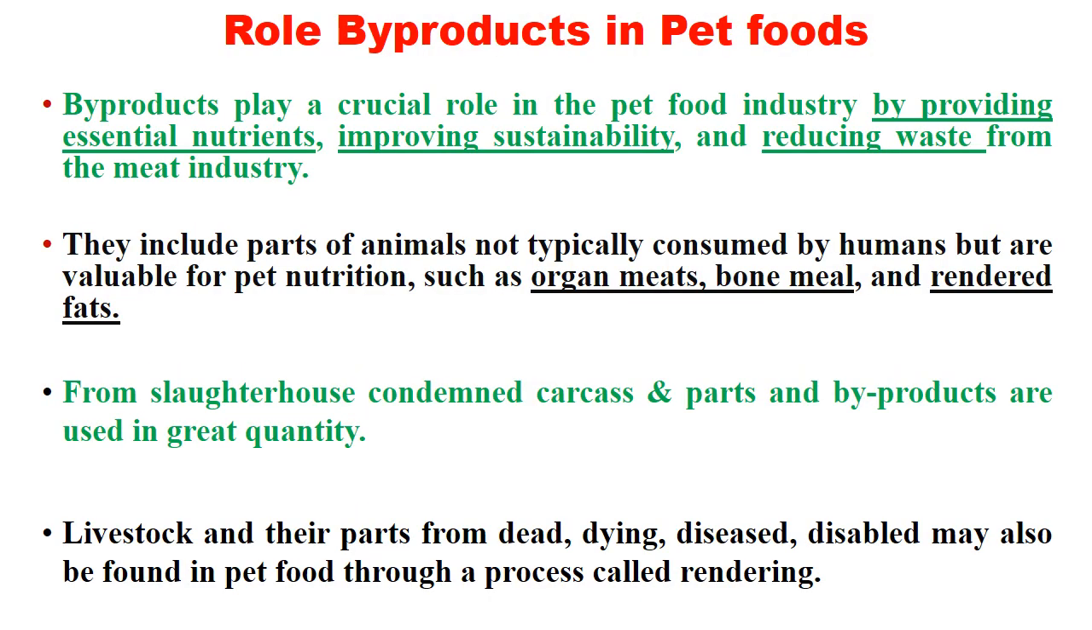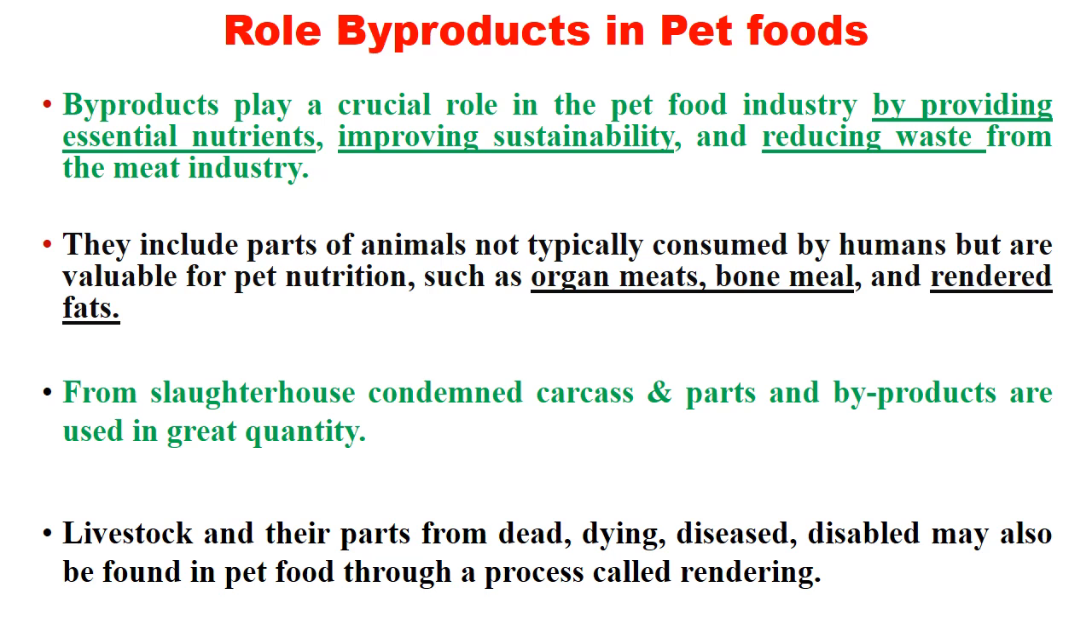Now we will see the role of byproducts in pet foods. Byproducts play a crucial role in the pet food industry by providing essential nutrients, improving sustainability because it's a continuous, regular source from the slaughterhouse or meat industry, and also reducing waste from the meat industry by proper and economic use of byproducts in pet food.